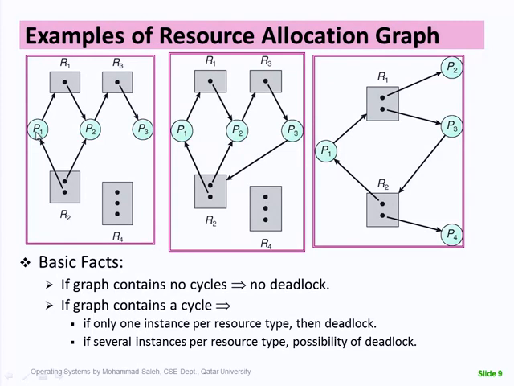So the very first one, the first one to the left. Do we have a cycle here? Do we have a deadlock? No. So the system is safe, right?